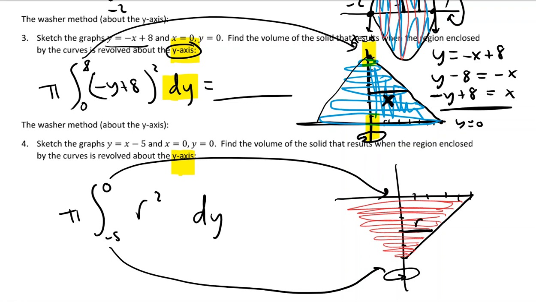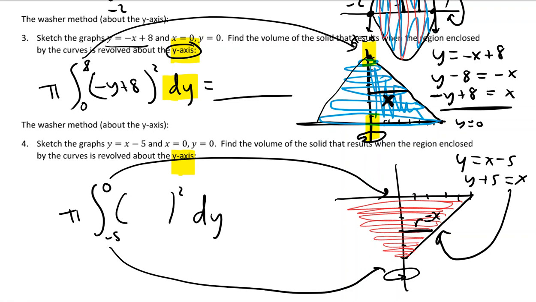So this is r, but it's also x. So if y equals x minus 5, then y plus 5 equals x. So that's your radius. Depending on your y value is going to change what the radius is. So instead of r, we should put y plus 5. Okay, and that integration, if solved, would give you the volume for that.